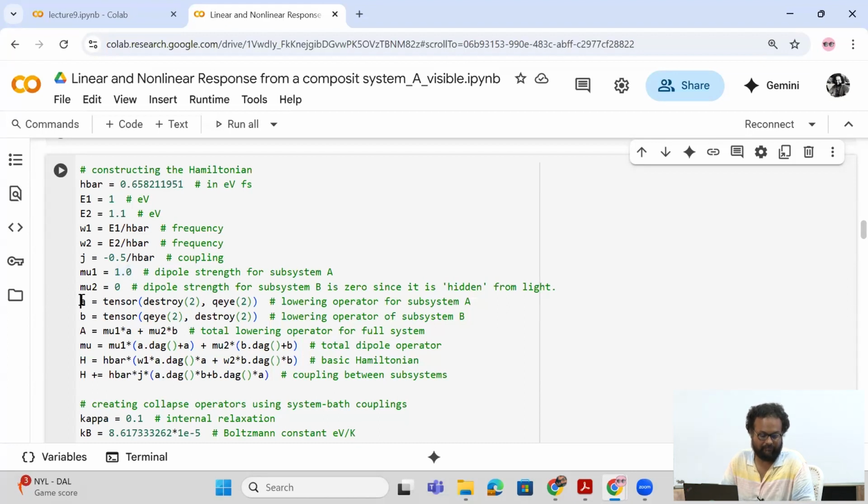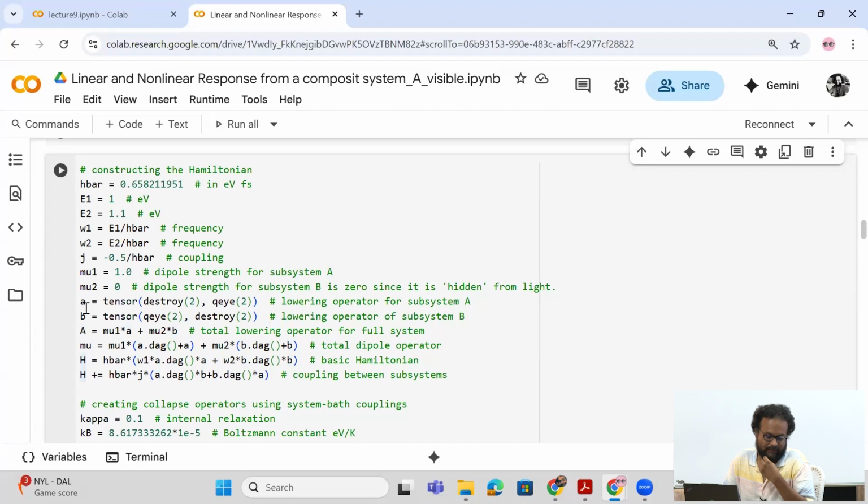So here I define my lowering operator. I have two systems, two molecules, two chromophores, so I need to define two lowering operators. I define A and B, similar to what we have done before. The full lowering operator is given by this capital A, that's your total lowering operator of the full system. And the total dipole moment operator is given like this. Of course, here mu2 is 0 for now. Let's see what happens, and then we will see afterwards.